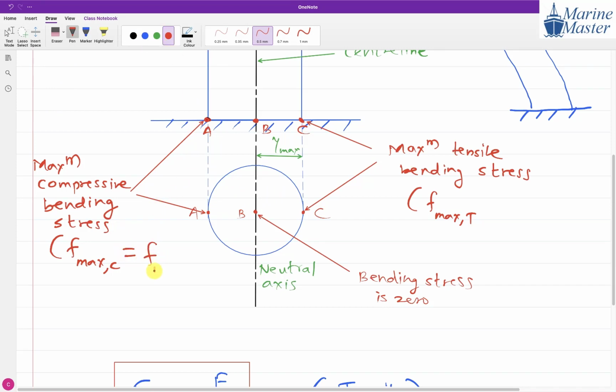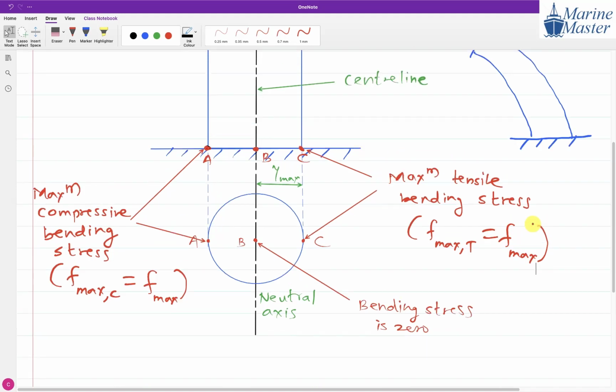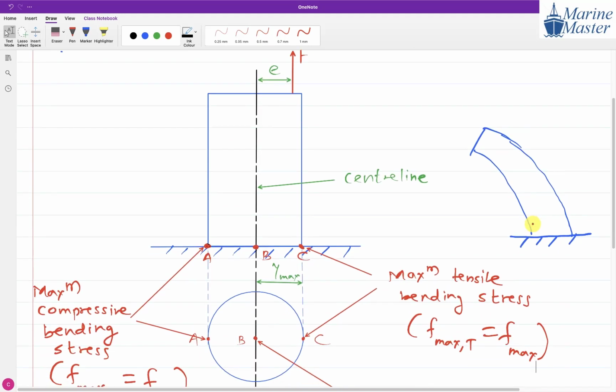Simply, how do we denote it, guys? F max. Everyone getting my point? Now here, what we discussed earlier, every point is a combination of two stresses. One is direct stress. Another one is bending stress.